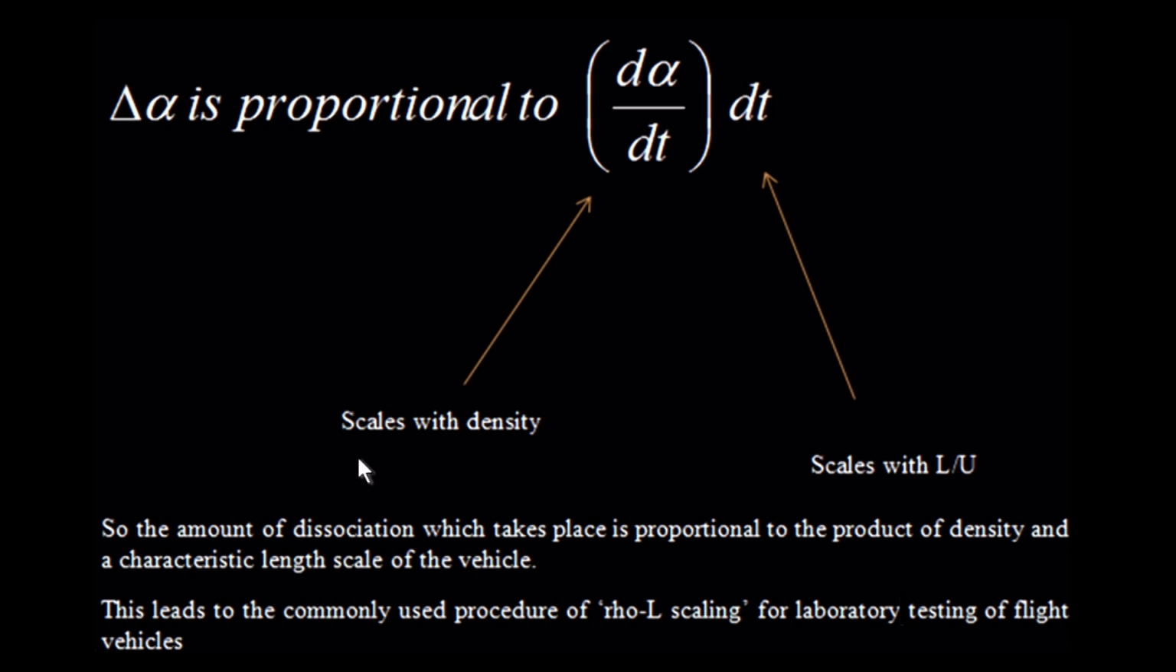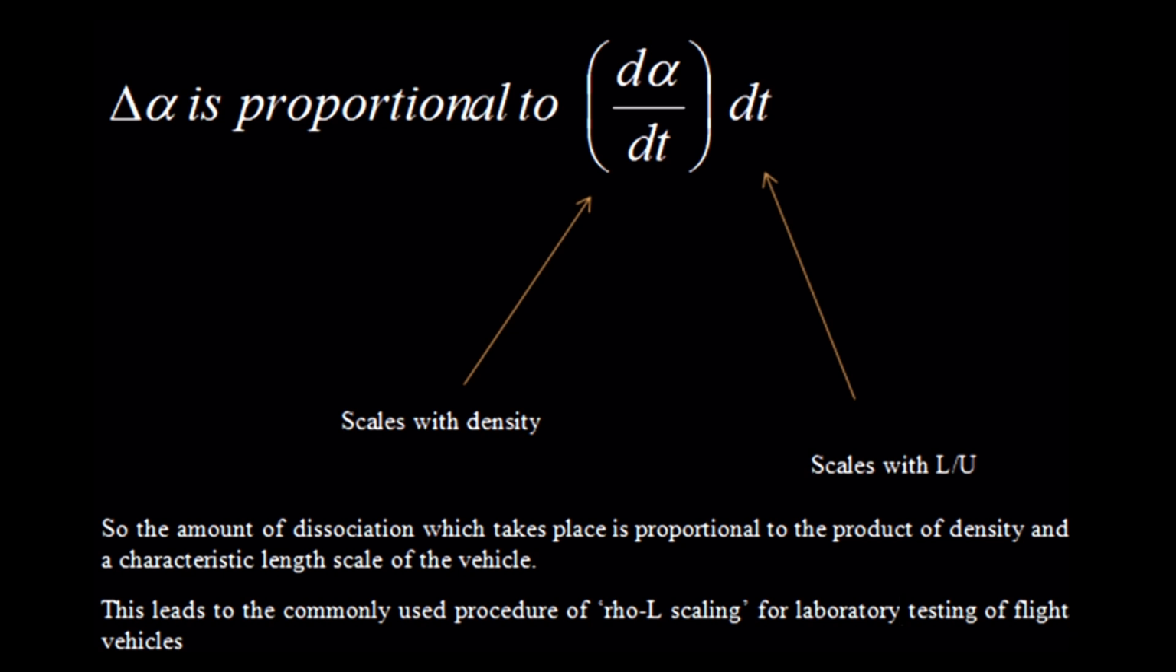So this one's scaling with density. The one on the right scales with time. Well, the time it takes to fly past something is a length divided by a velocity. If we're trying to simulate hypersonic flight, we've really got to get the velocity right. So we can take velocity out of our equation here. So really what we're worrying about is density and length scale. So if you build a scale model, you want to match the product of rho and L. It's called rho-L scaling, and it's a wonderful law.